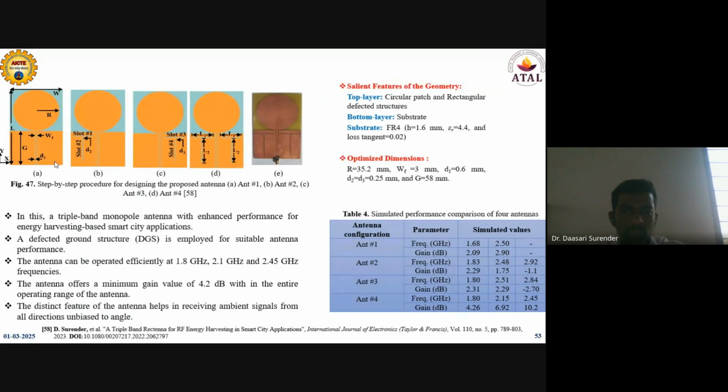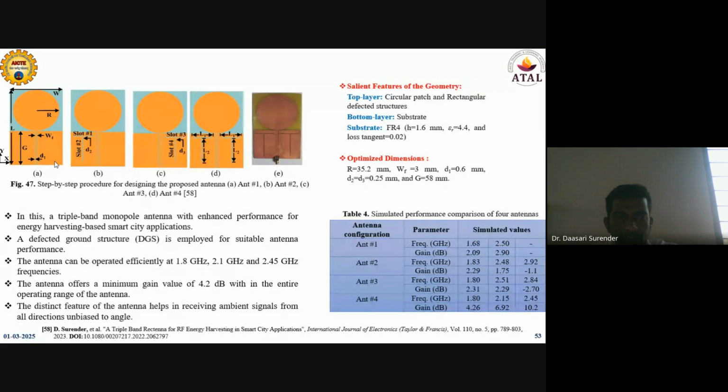Here, to improve the gain of the system, a defected ground structure has been employed by the authors to achieve better performance. This defected ground structure not only increases the gain, but also increases the number of operating frequencies.